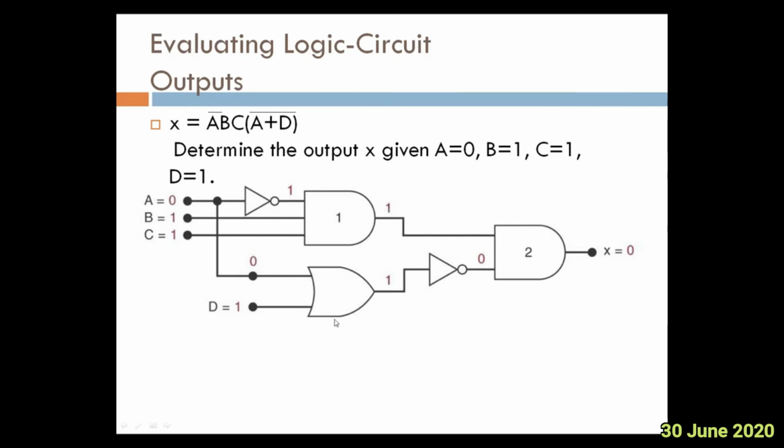Now let us see what is the output here. D is 1 and A is 0, and you know that 0 plus 1 is 1. And when I make 1 with a NOT here, it becomes 0 here. Here it is 1 is coming. So 1 and 0 AND gate, it is 0. That is how you can evaluate any logic circuit if the values for the Boolean variables are known in an expression, right?